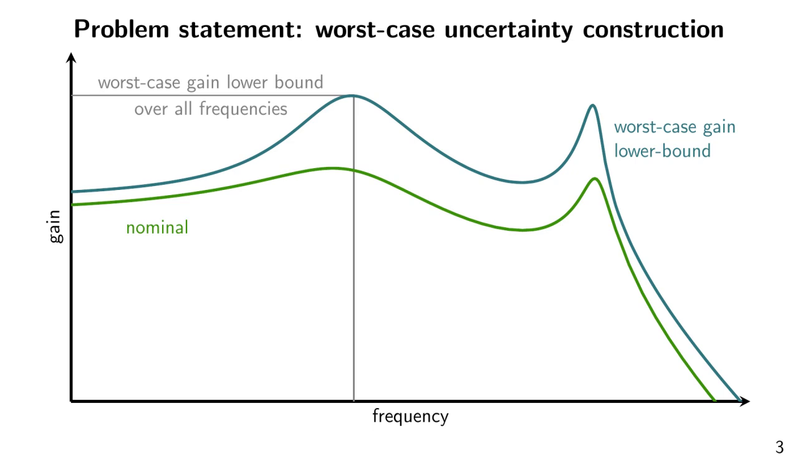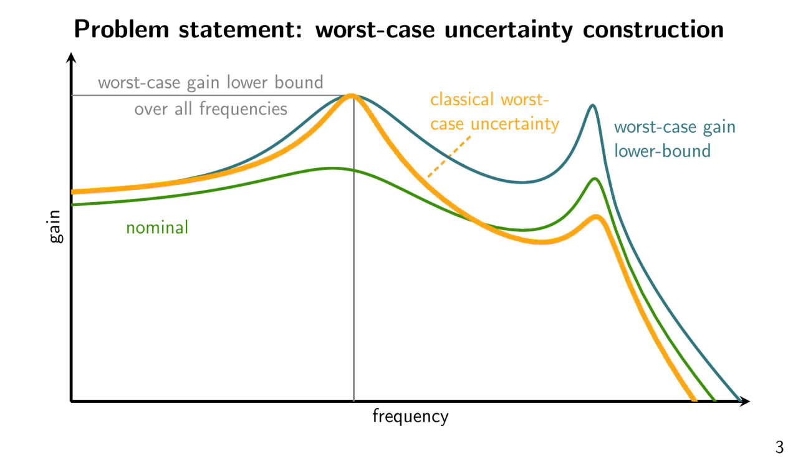Using the existing technique, we can construct a worst-case uncertainty that pushes the gain of the uncertain system to the maximum of the worst-case gain lower bound at the frequency where that maximum occurs. In time domain simulations, this uncertainty sample doesn't necessarily produce bad performance, since the gain of the system with this sample may be small at other frequencies. In our case, for example, the worst-case gain lower bound has a second significant peak at this frequency. However, the classical worst-case uncertainty makes the gain of the system less than the nominal here.